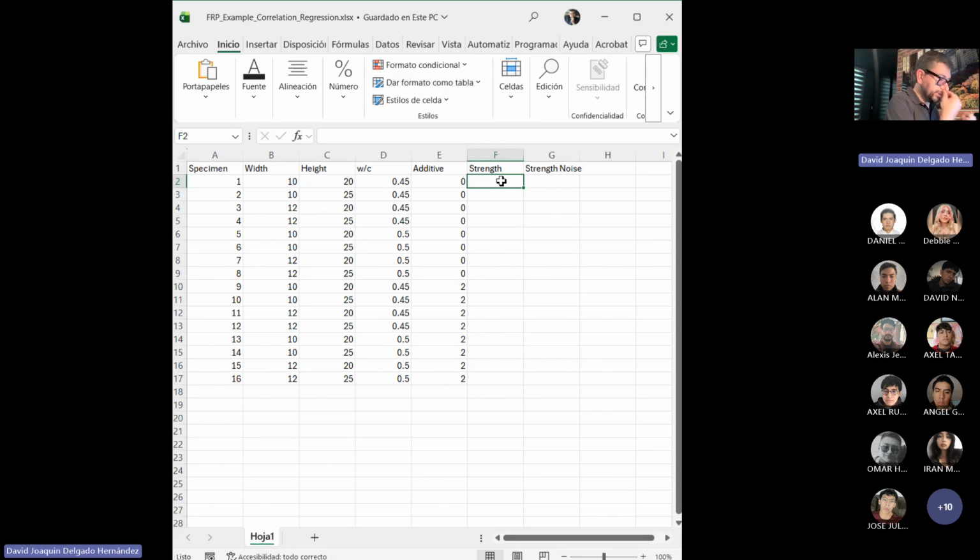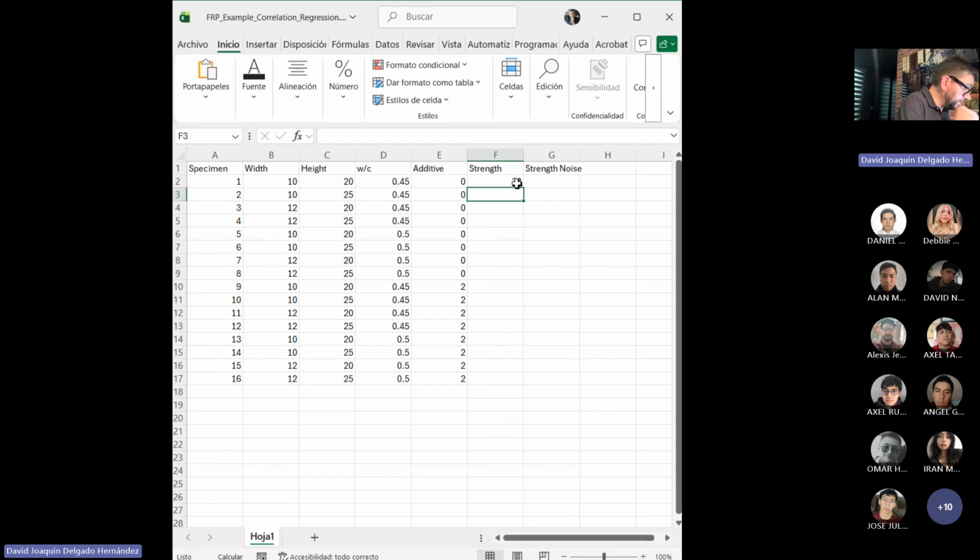Imagine that I could see here 32. That is the value that I can get from this first experiment with this combination. 10 centimeters width, 20 centimeters height, 0.45 the water cement relation, and there is no additive. So you get a strength of 32.